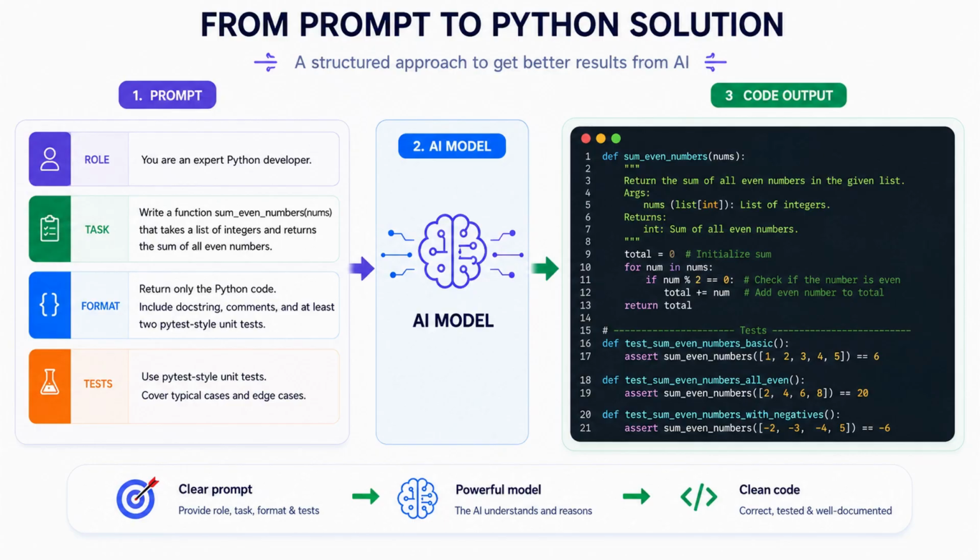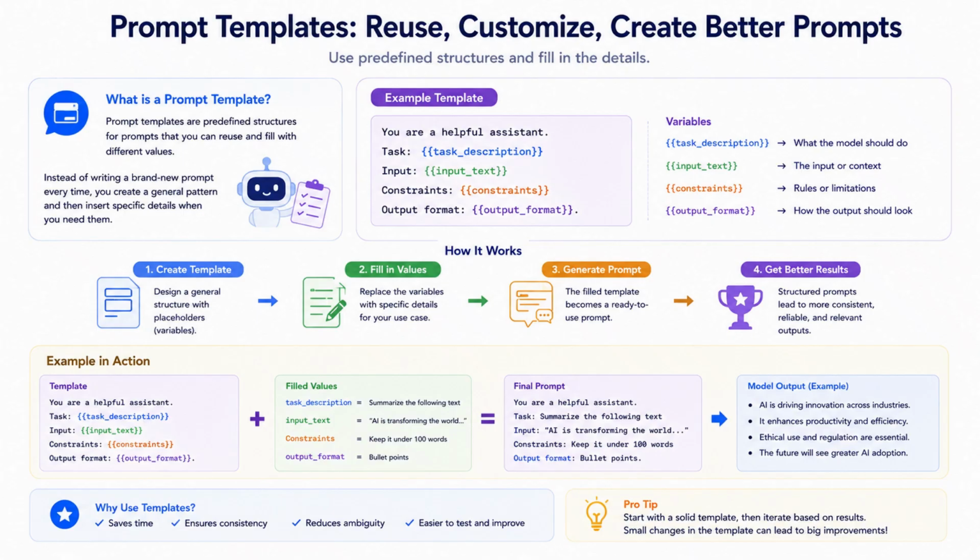Once our prompts are well designed, the next step is to make them reusable. That's where prompt templates come in. Prompt templates are a predefined structure for prompts that you can reuse and fill with different values. Instead of writing a brand new prompt every time, you create a general pattern and then insert specific details when you need. A template might look like this.